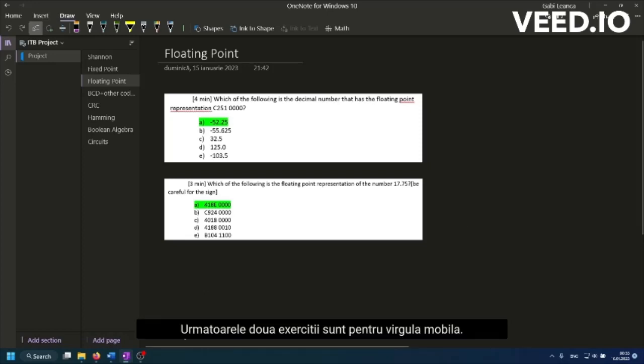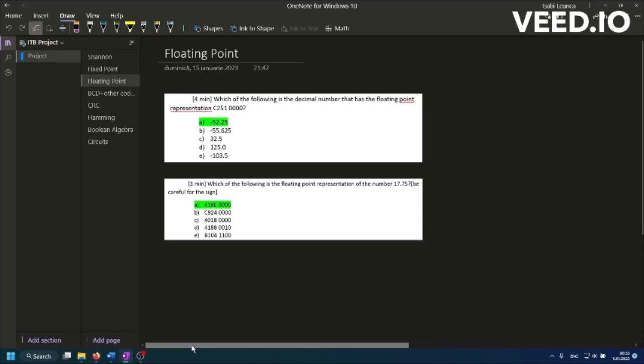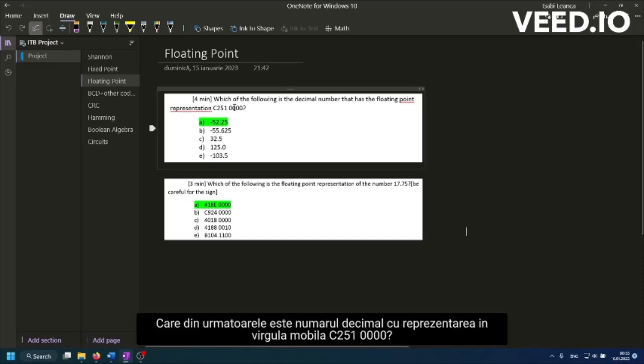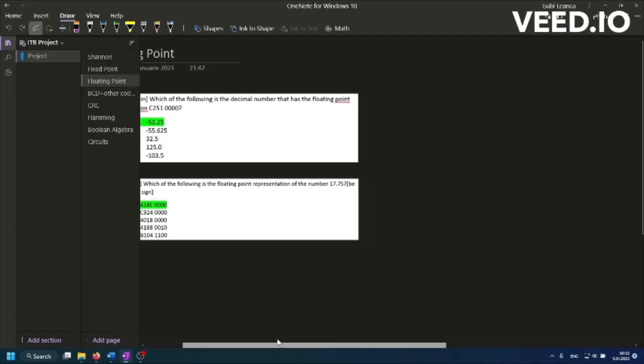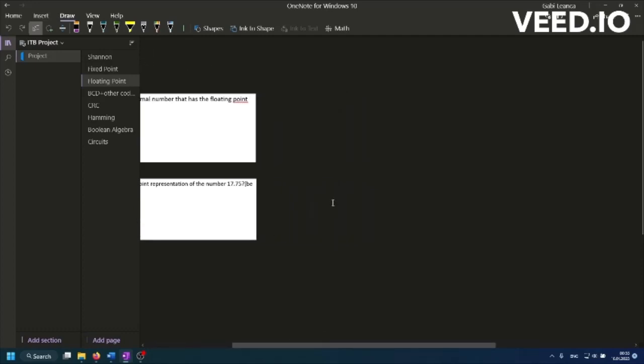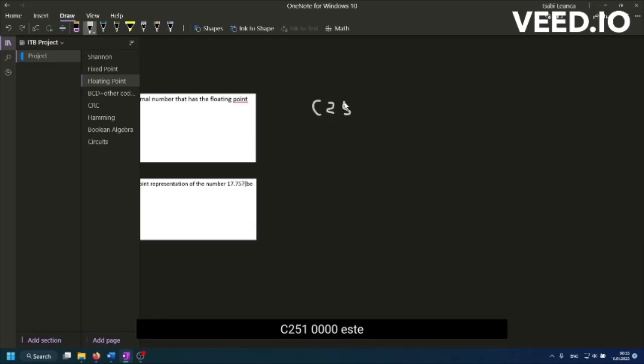The following two exercises are for floating point. The first one asks, which of the following is the decimal number that has the floating point representation C251000? So first off, we need to write that in binary.